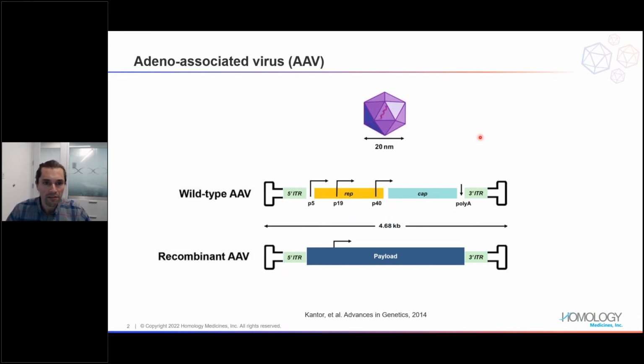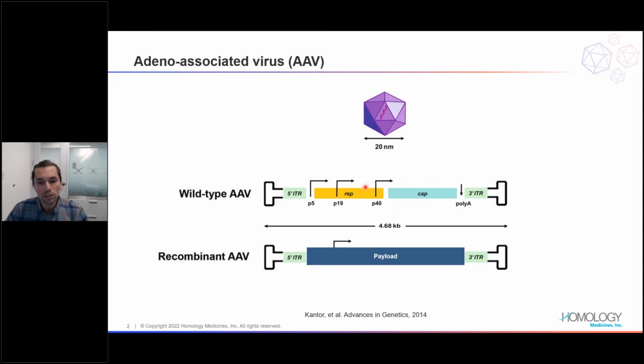An AAV is a really small 20 nanometer virus with a 4.7 kb single-stranded DNA genome. In the wild type form, it has these two genes within it with various different gene isoforms that are expressed. Here we have rep and we have cap. Rep is involved in viral replication, whereas cap is involved in capsid formation.